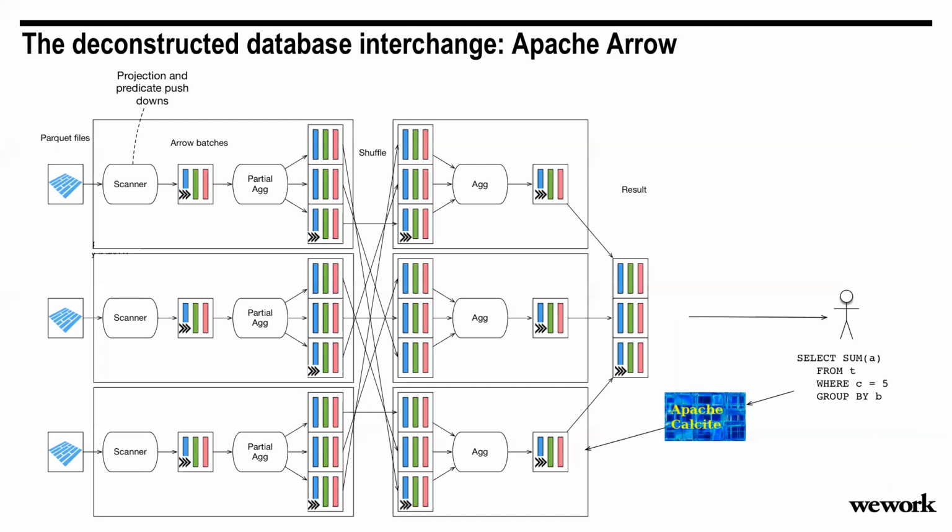And typically, you would have Calcite optimizing the query and generating the plan, and Arrow sending data without incurring any serialization cost, because the representation in memory is the same as on the wire. And so there's transformation-free sending of data, and then eventually it gets to the user.